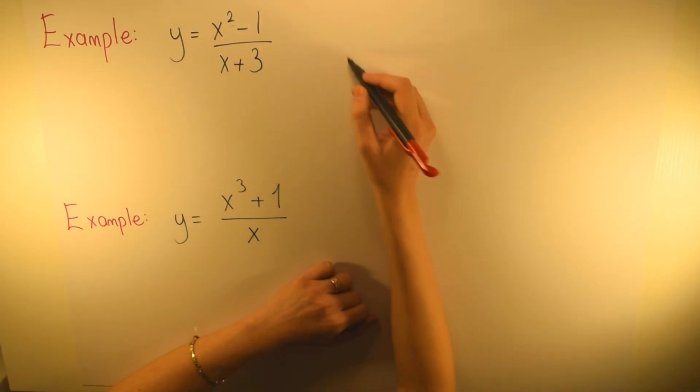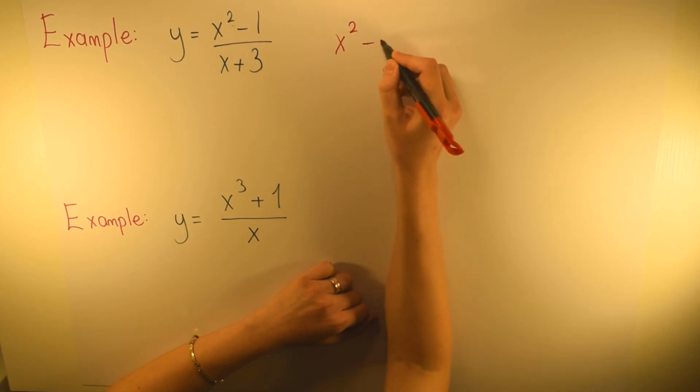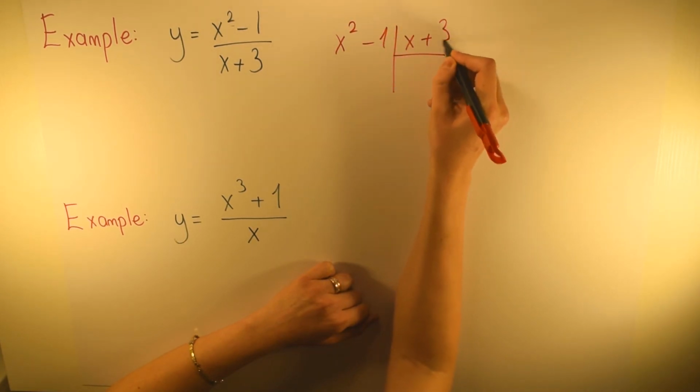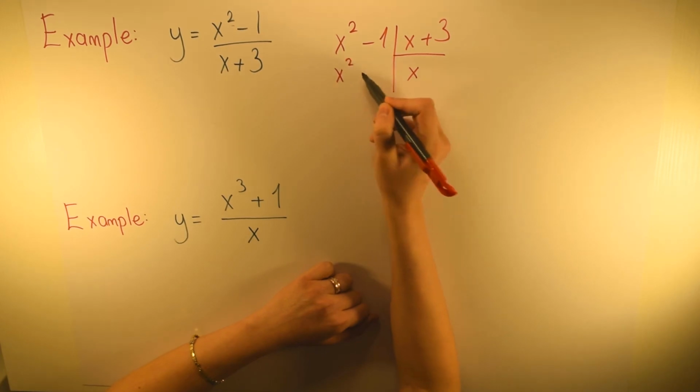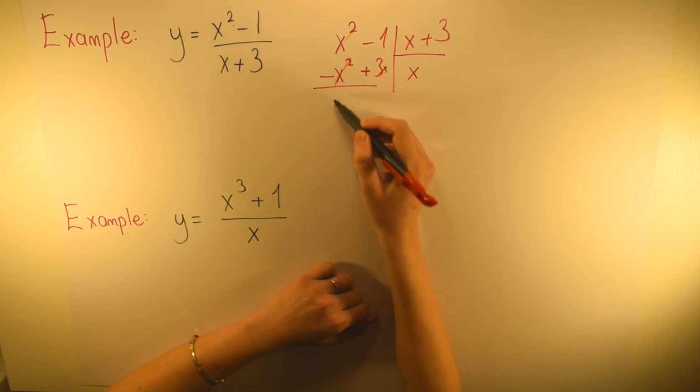So how can we find this? We can do the long division. So let's do that. It's x squared minus 1 divided by x plus 3. Let's multiply this by x. From here we will get x squared plus 3x, okay, so it's minus, this will cancel out.